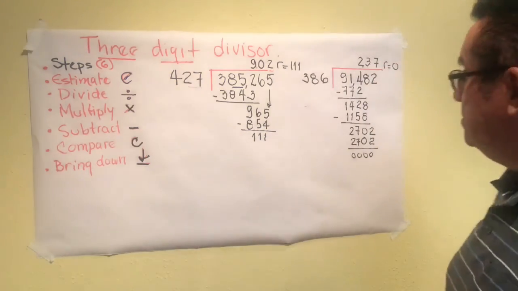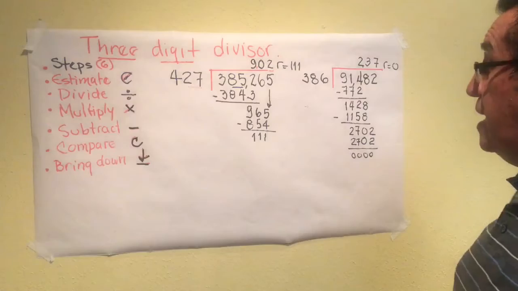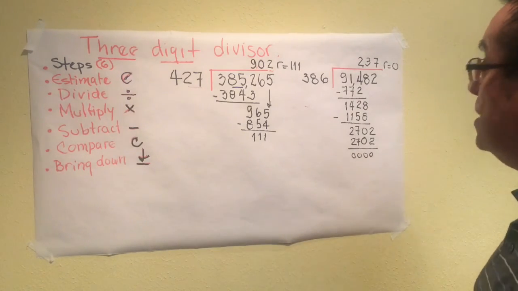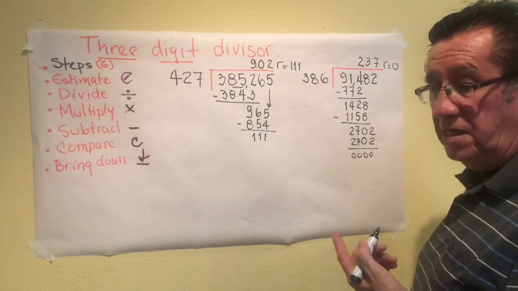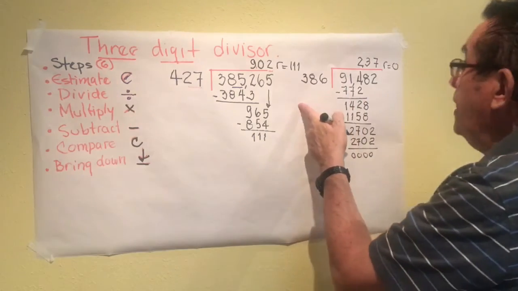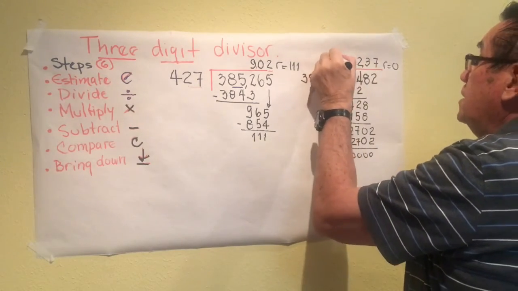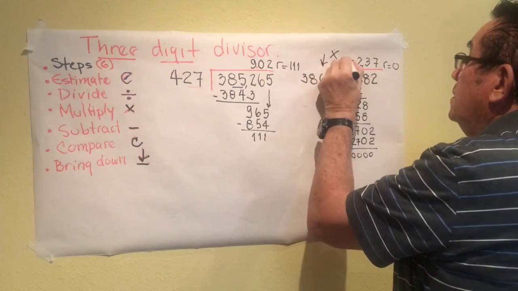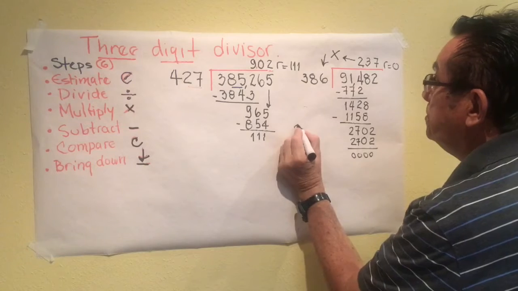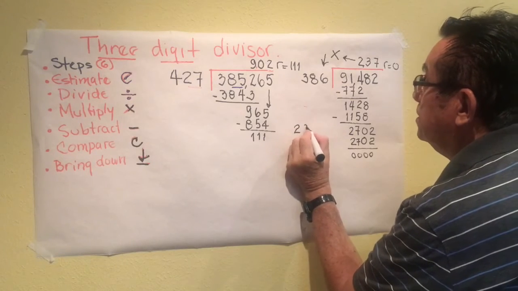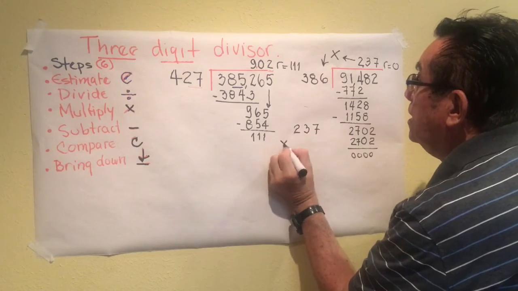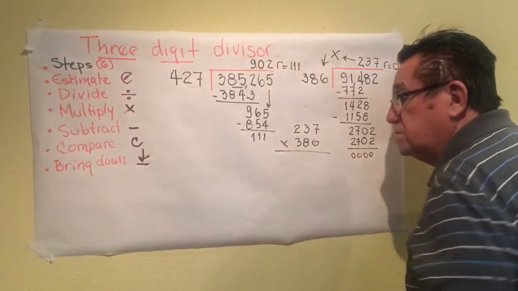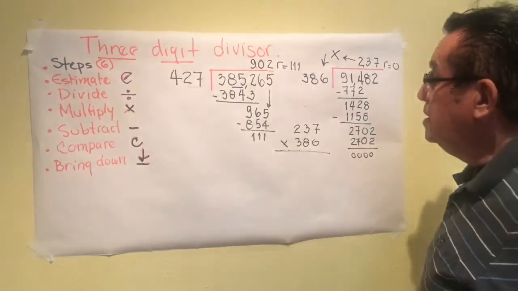All right, very simple. But I need to check if this is right or not. And the best way of checking it is to multiply the quotient times the divisor. Okay, so I will have to multiply 237 times 386. This is the most reliable form to do it. So let's do it.